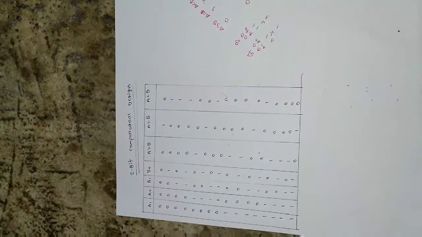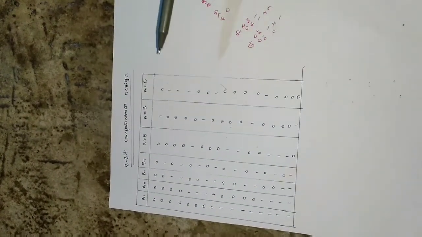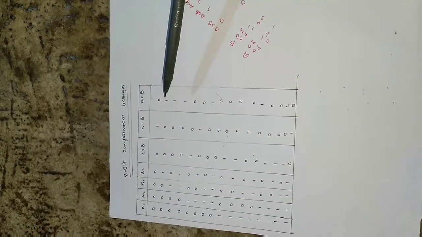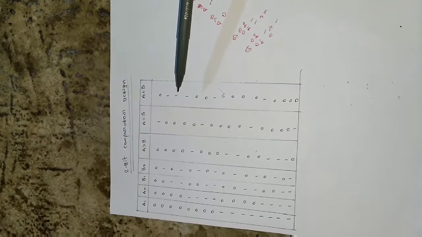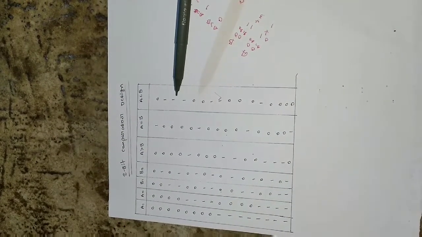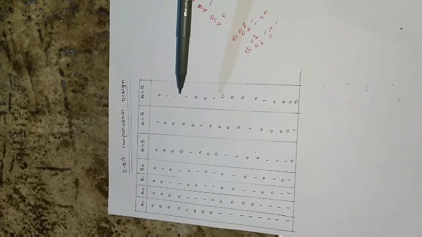Like this, every condition is checked, and only one of these three outputs will be high at a time. As you can see, for any row there is only one output high, because A can't be greater than, less than, and equal to B at the same time. So only one condition will be valid, and that will be given as the output. This is what our 2-bit comparator truth table looks like.